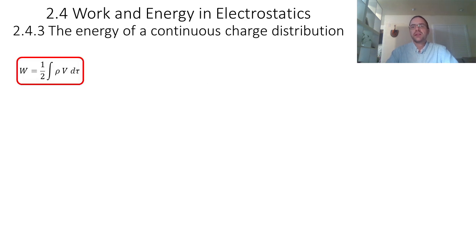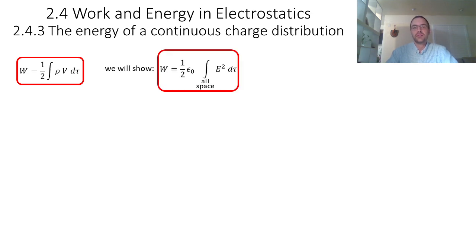You don't need to remember all of those. So we found that we can calculate the energy of a charge distribution if we know the charge density rho and calculate the potential V. Then the energy is just 1/2 integral of rho V d tau. Now there is another formula to calculate the energy from the electric field. I will show that the energy is 1/2 epsilon naught times the integral over the whole space of E squared d tau.